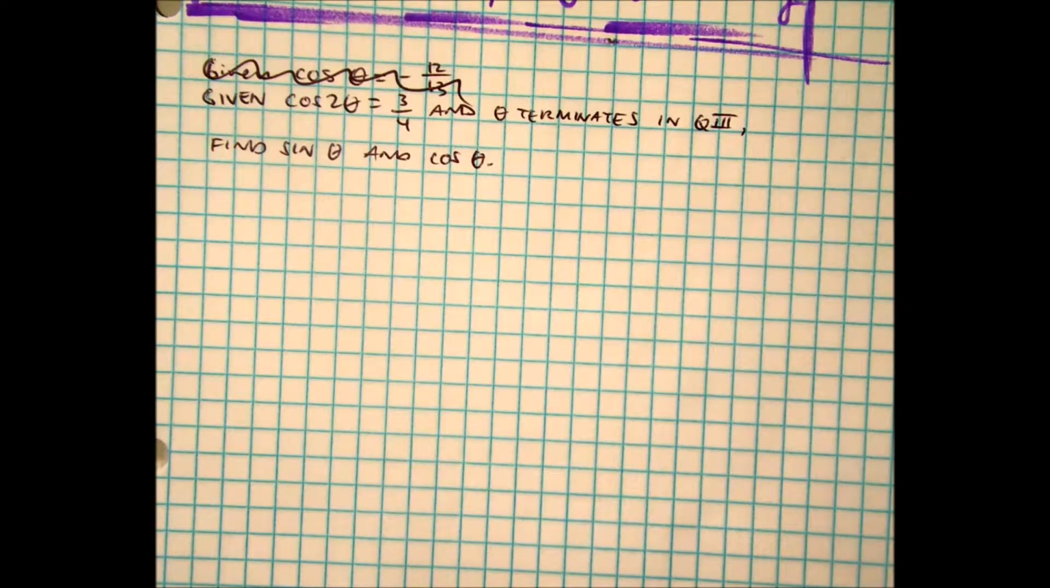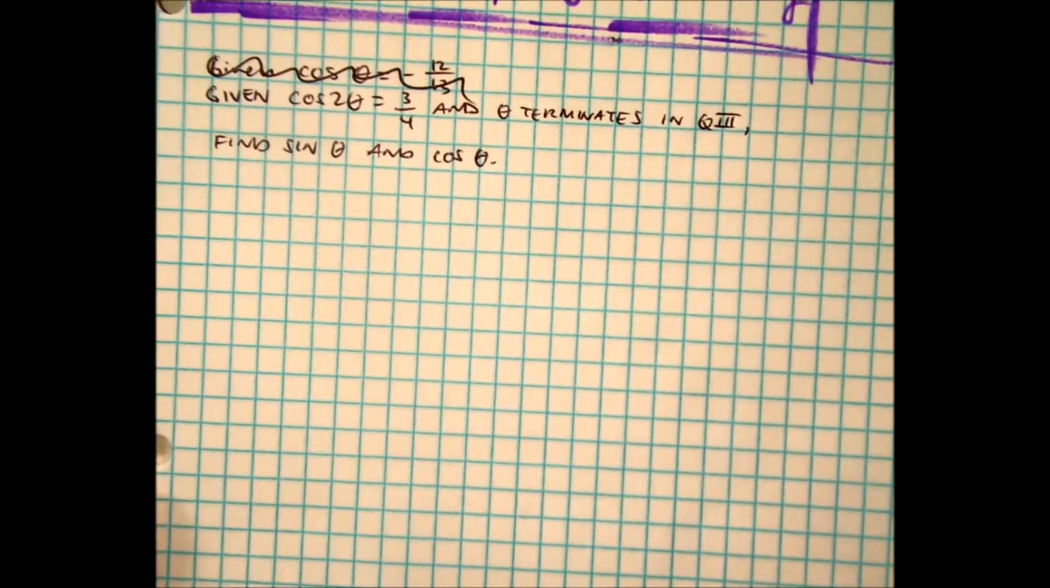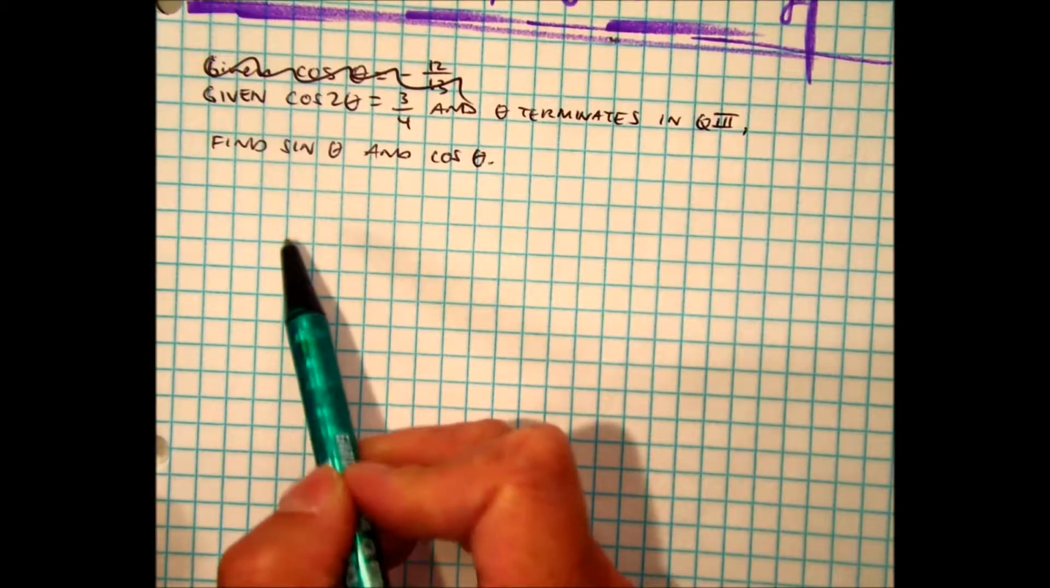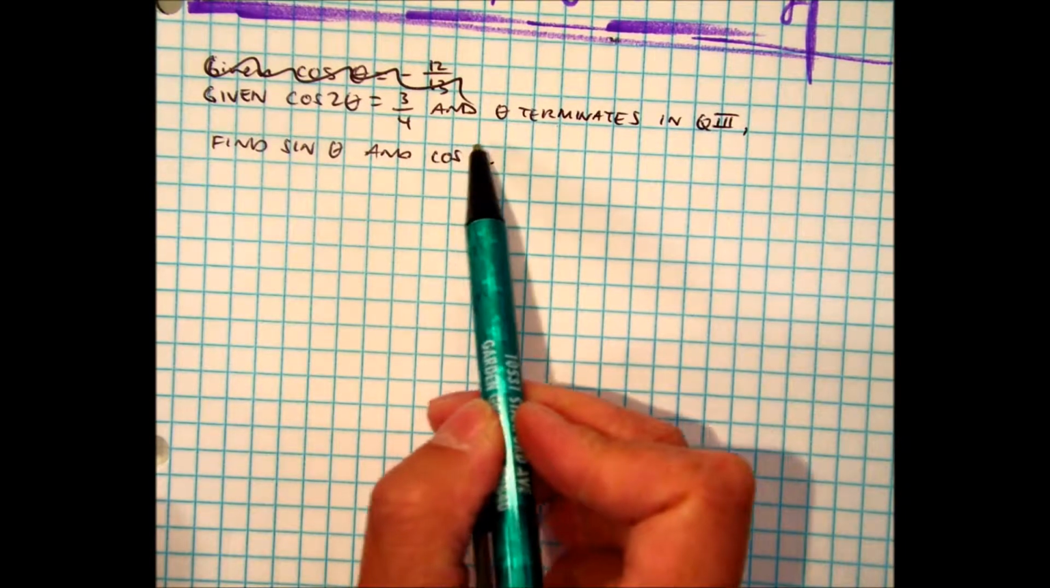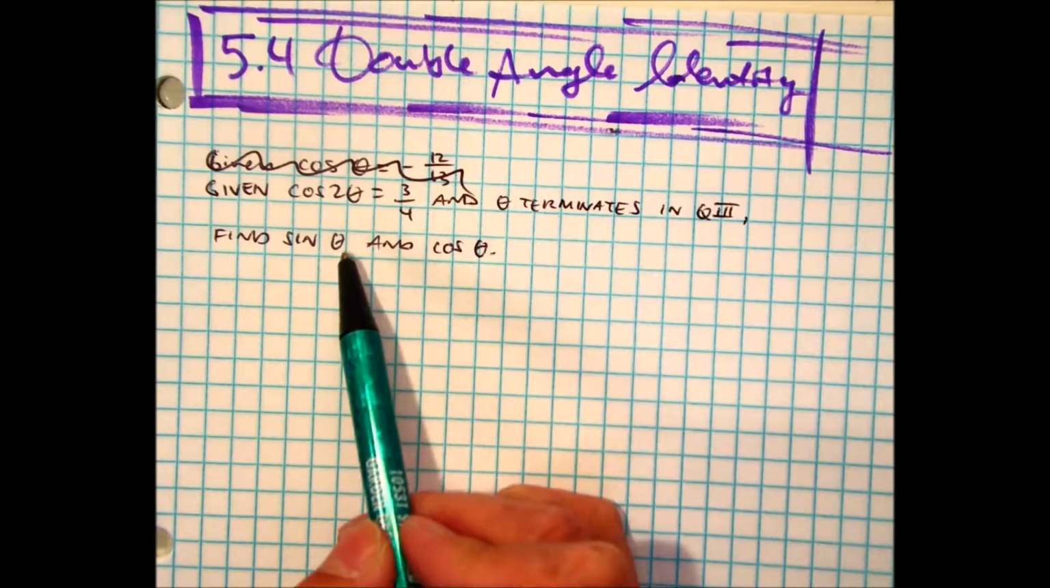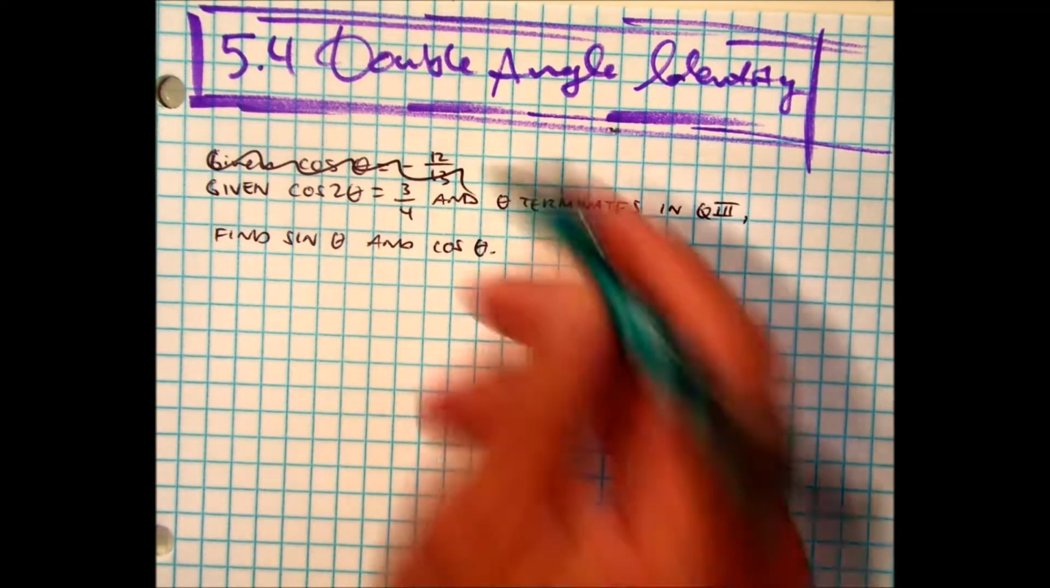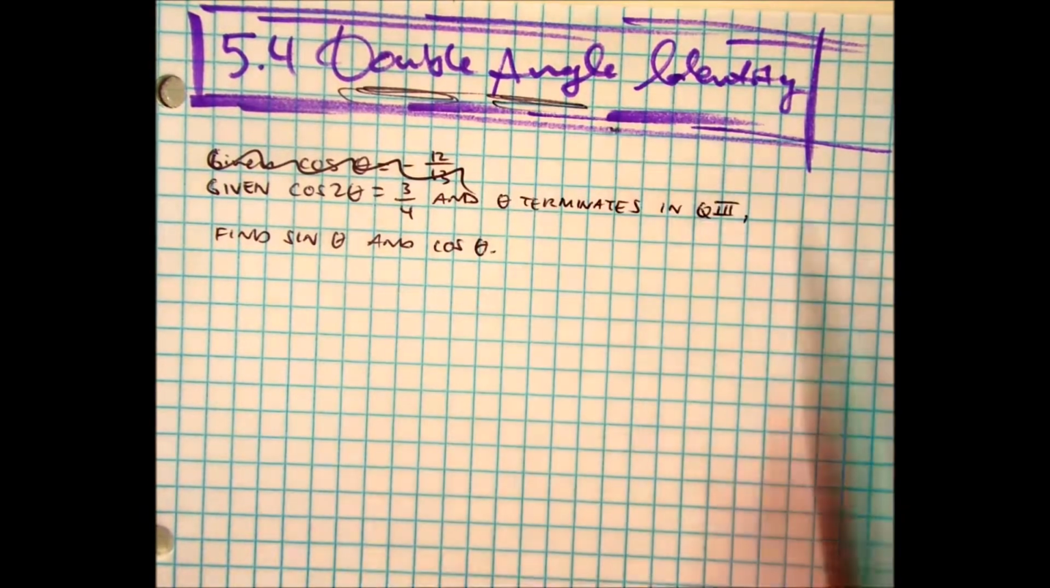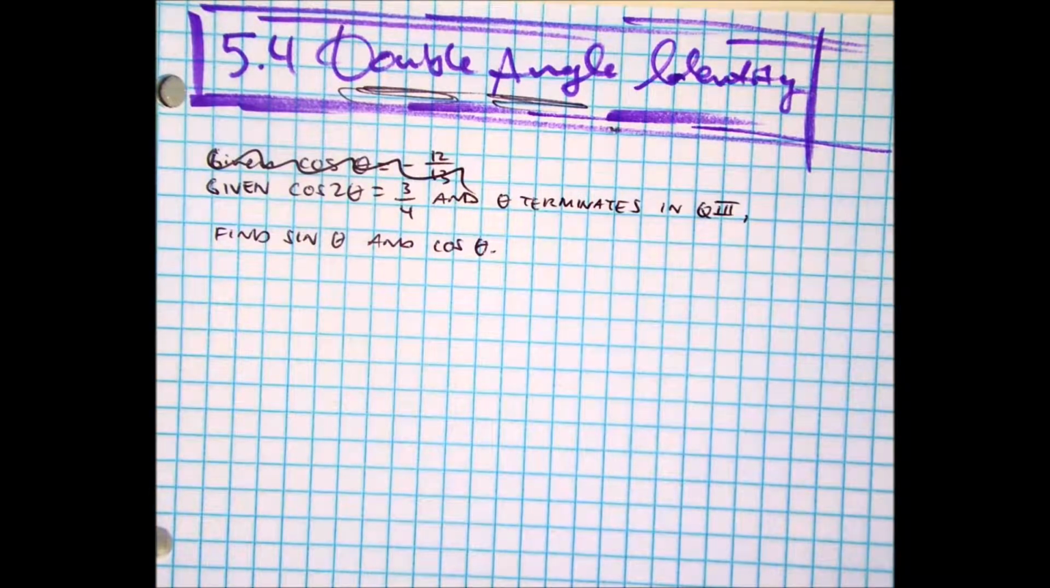Alright, in this problem it tells us, given cosine of 2 theta equals 3/4 and theta terminates in quadrant 3, find sine of theta and cosine of theta. So this is the first time we're doing something called double angle identities. Well, how do you know it's a double angle identity?